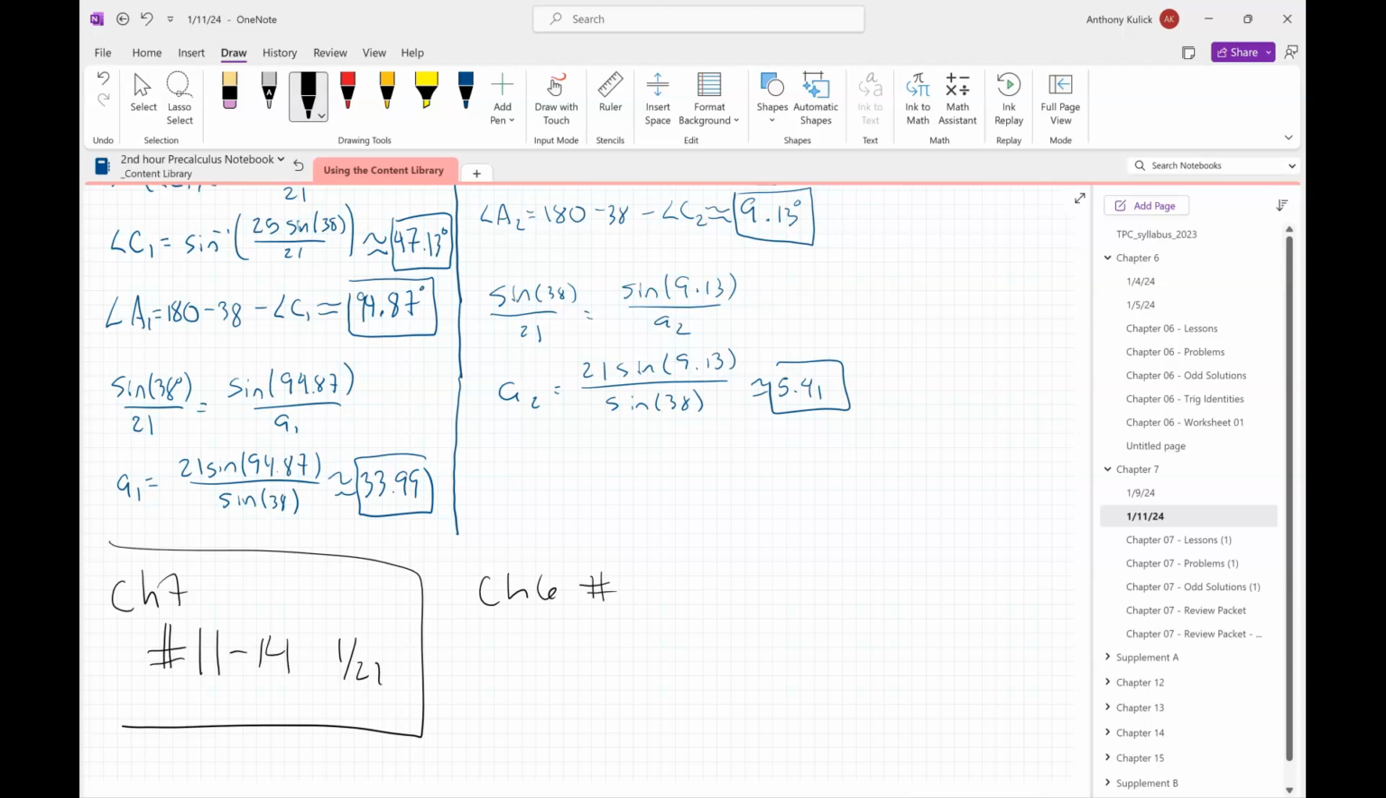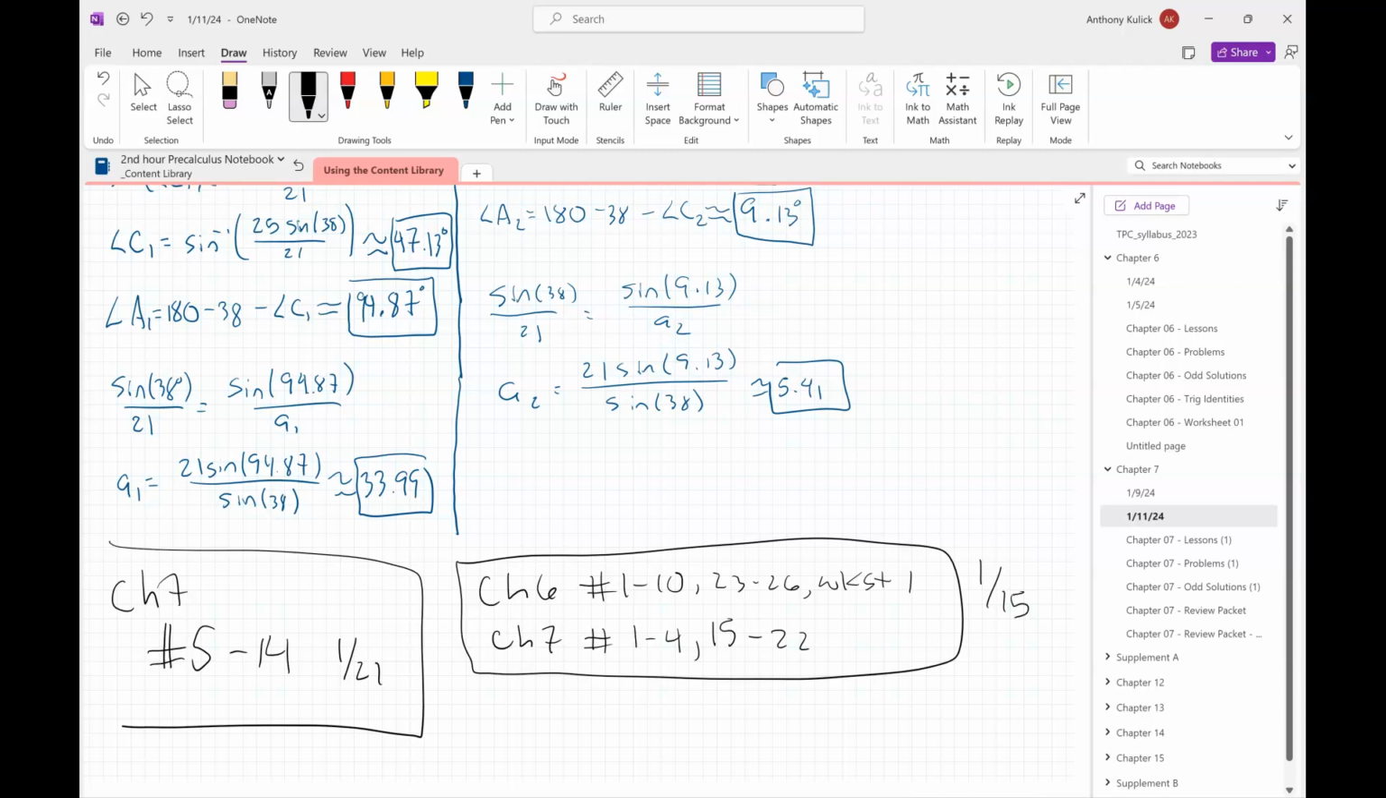From chapter 6, we assigned 1 through 10, and then 23 to 26 in worksheet 1, right? And then chapter 7, we assigned 1 through 4, and then 15 to 22. This is due, well, I would say Sunday, but we don't have school on Monday, so might as well just make it Monday at midnight, because I'm not looking at anything until I get to school on Tuesday morning. So you guys take an extra day.